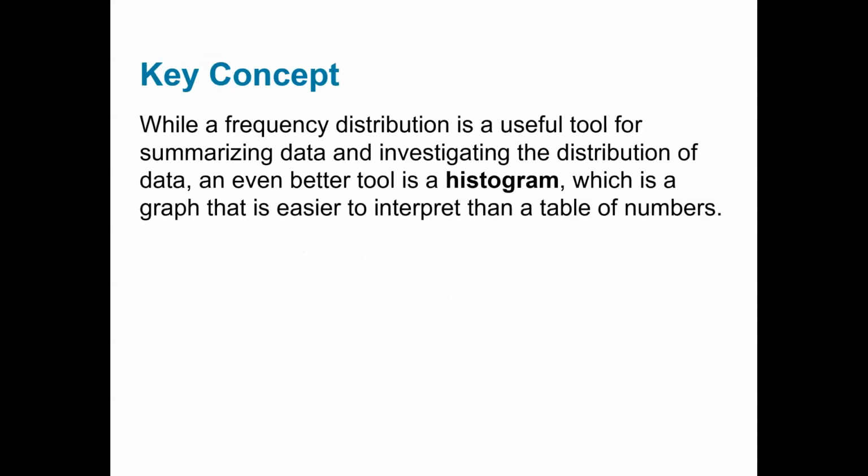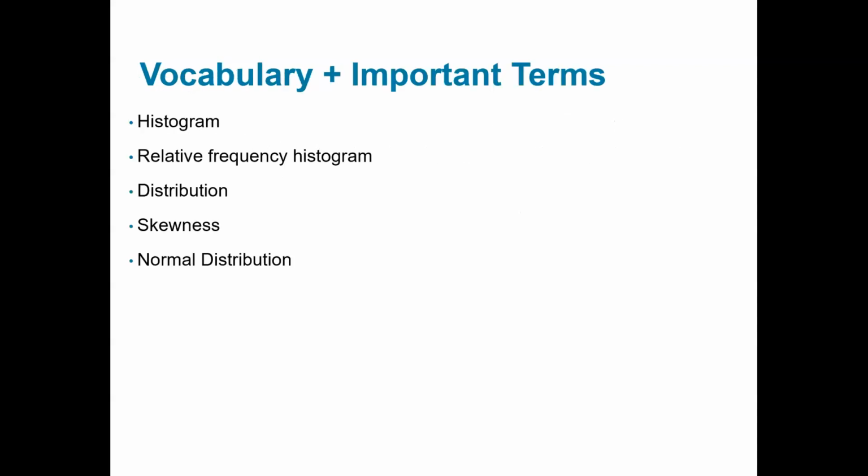A frequency distribution, which is our previous section, is useful for summarizing and investigating the distribution of data. An even better tool is a histogram, which is a graph that's easier to interpret than a table of numbers. So we're going to be looking at histograms, relative frequency histograms, distribution, skewness, and normal distribution.